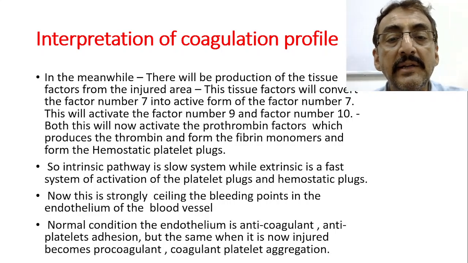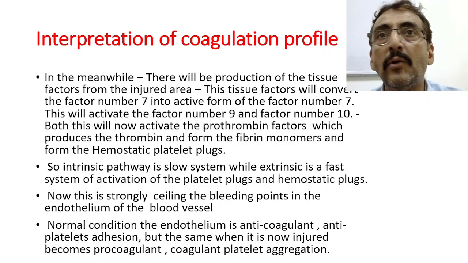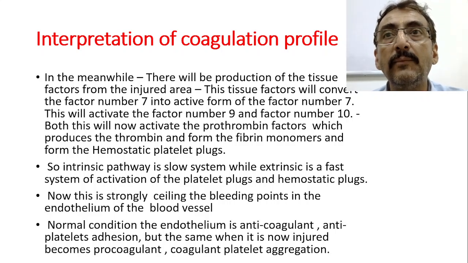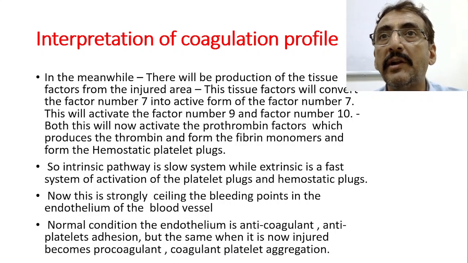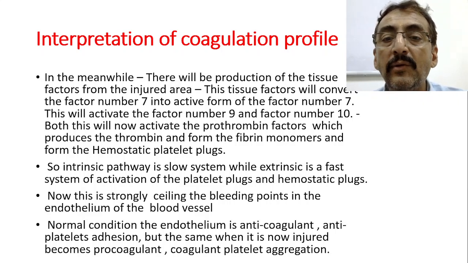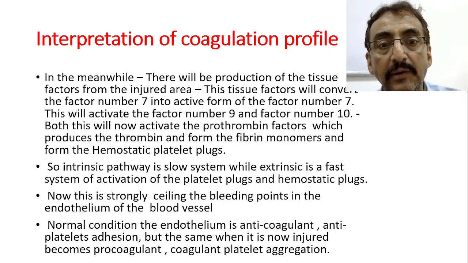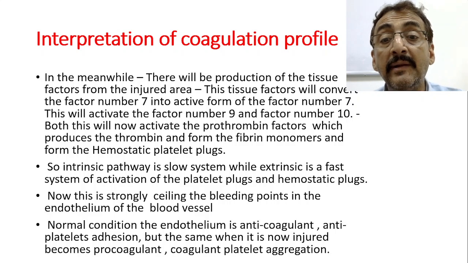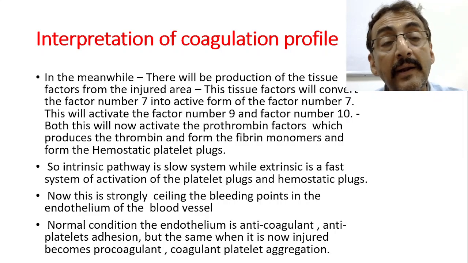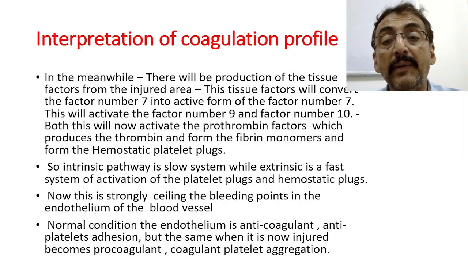In normal condition, the endothelium is anticoagulant, isn't it? Normally blood जो है clot नहीं होता है vessel के अंदर, because endothelium उसका है. जब तक वो endothelium contact में है, कुछ नहीं होगा. इसका मतलब है endothelium is normally anticoagulant, and is also anti-platelet adhesion. Normally platelet का भी adhesion नहीं होता है. But when it is injured, it becomes procoagulant, and also promotes platelet aggregation.